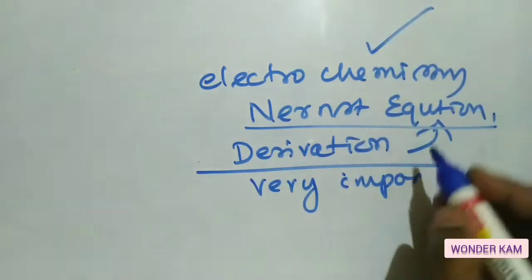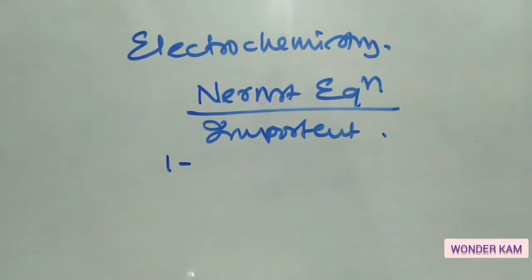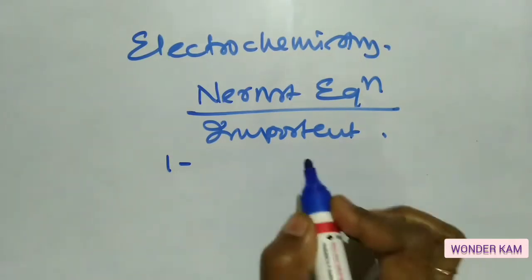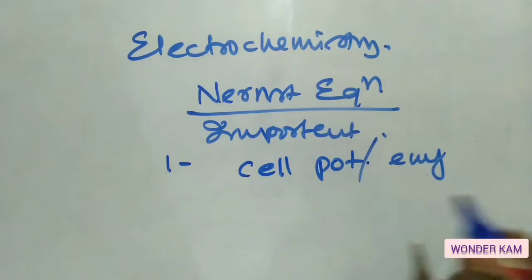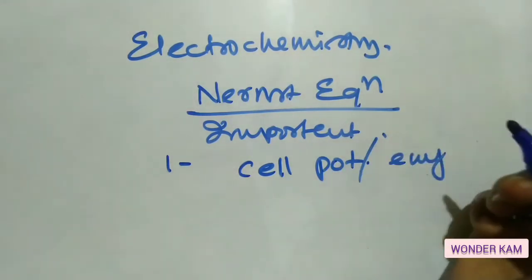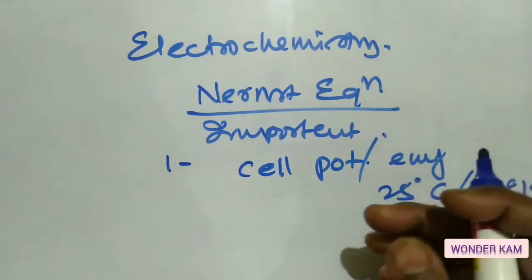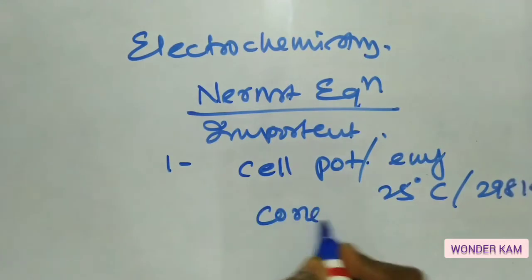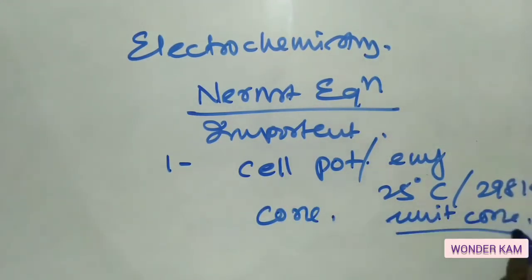This equation is important mostly because of two reasons. First, it helps to find the cell potential or EMF of a cell at any temperature other than 25 degrees centigrade or 298 Kelvin, which are the standard temperature, and also at different concentrations of the ionic solution other than unit concentration. This is also used in the standard condition to find out the standard cell EMF of the cell.